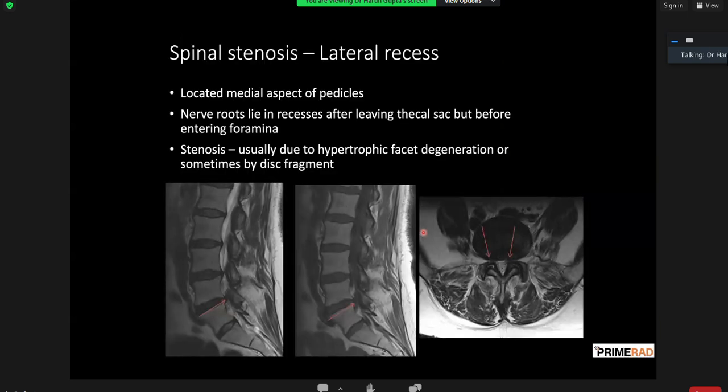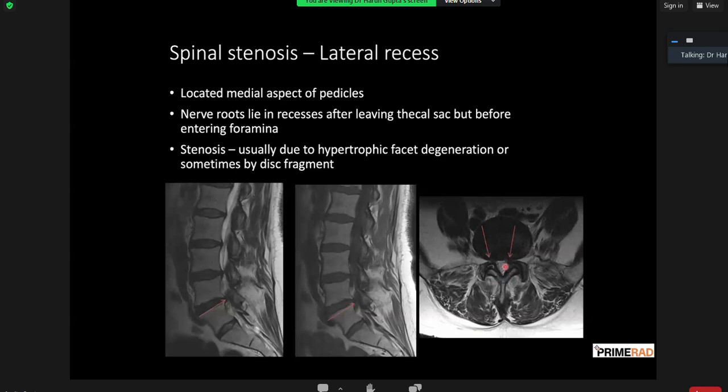Now, the other common area which I find people miss is the lateral recess. This is an area which lies medial to the pedicle. So that's the area. This is the facet joint degeneration. This is the area of the lateral recess. And this is one area where there can be neural impingement and it can be missed on imaging.